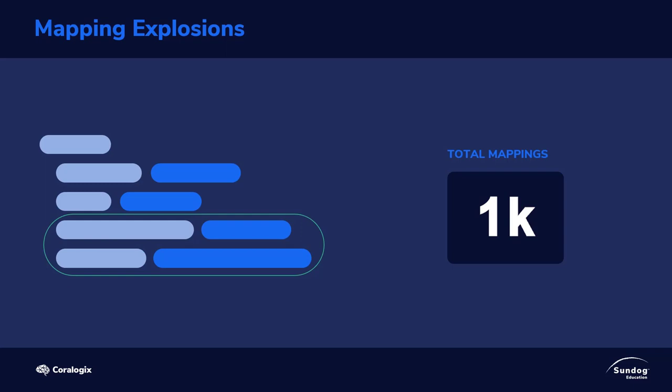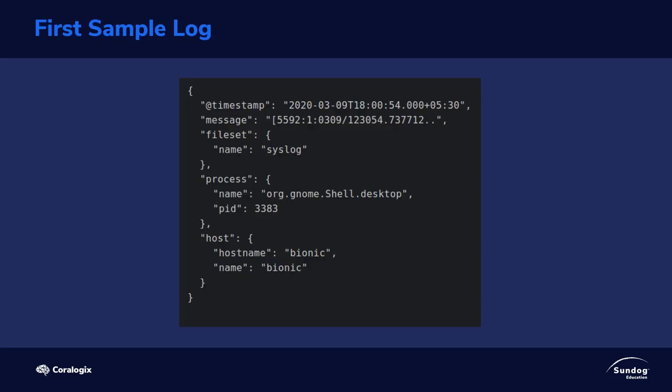To avoid reaching what we call a mapping explosion, Elasticsearch offers the flattened data type to avoid mapping every subfield as individual fields, but rather as one flattened field containing the original data. Let's start with an example using syslog, which is in JSON format.